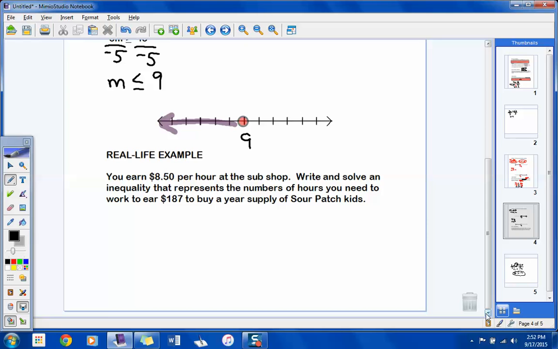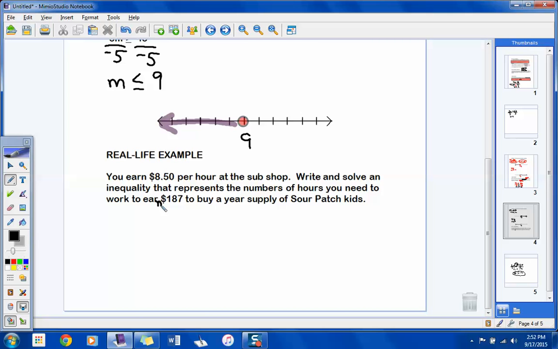Okay, how about a volunteer to read that example for me here before we finish up today? Allie, will you get that for me, please? You earn $8.50 per hour at the sub shop. Write and solve the inequality that represents the number of hours you need to work to earn $187 to buy a year's supply of Sour Patch Kids.